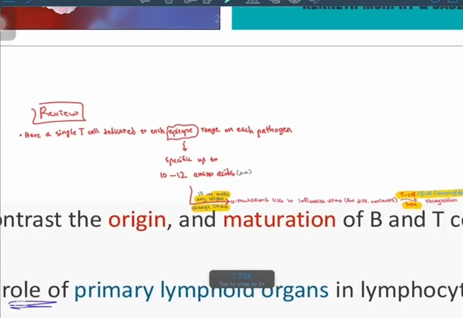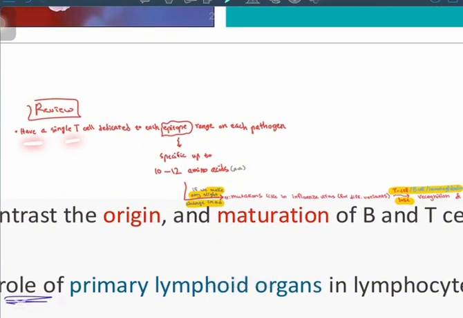But before that, we need to remember that a single T cell will be dedicated to each epitope. An epitope is basically, when you have an antigen, for example a pathogen, the area of the pathogen that is going to bind to our T cell or B cell or even the antibodies. So when we say that each single T cell is dedicated to a specific epitope range, we mean that it is specific.